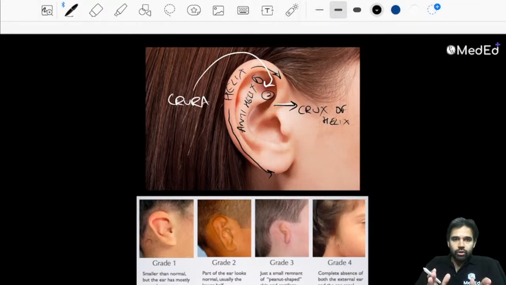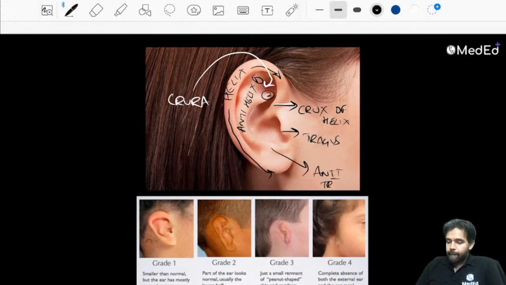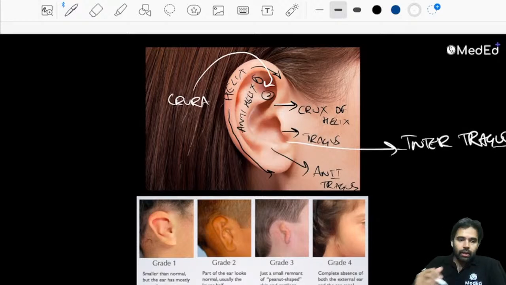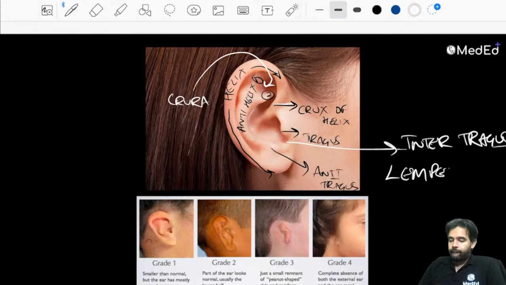All right. So if you understood the helix and the anti-helix, what you see below over here is also an important part. This is called the tragus. Opposite to it is the anti-tragus. And this middle point is the intertragal junction. Many questions come in this intertragal area, especially about the incision. There is an incision called Lempert's endaural incision, and this incision is made for meatoplasty.